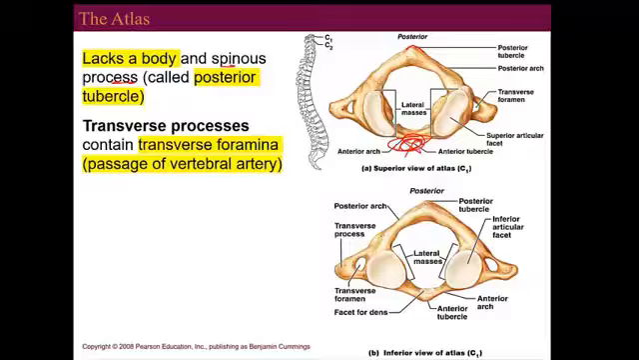And again, it also has transverse foramina to the side. And those transverse foramina are actually similar to the transverse foramina of the other cervical vertebrae. Now, this is what it looks like on the superior view. This is actually called the lateral masses. This is the one that will articulate with the occipital condyle of the occipital bone.